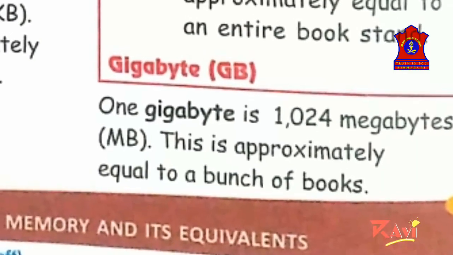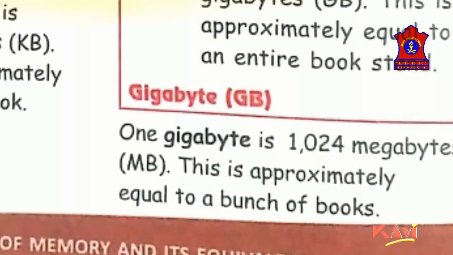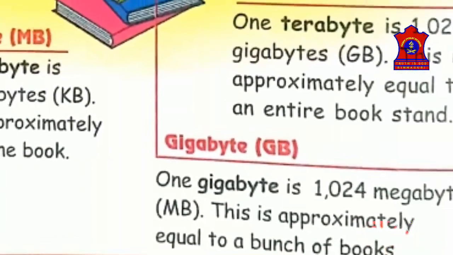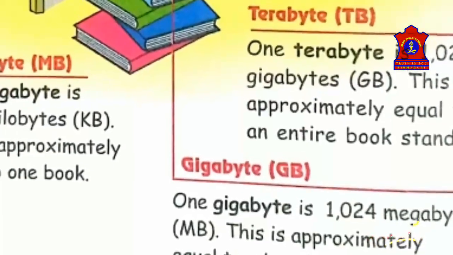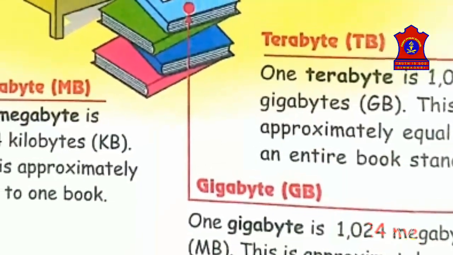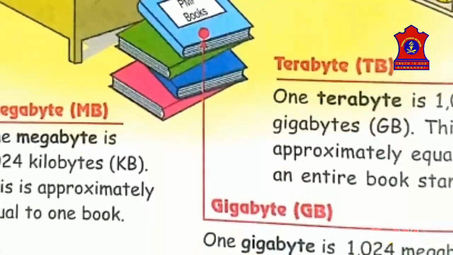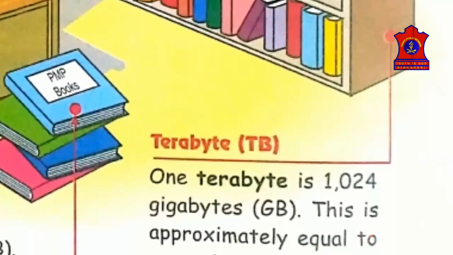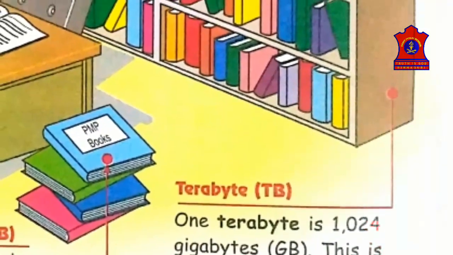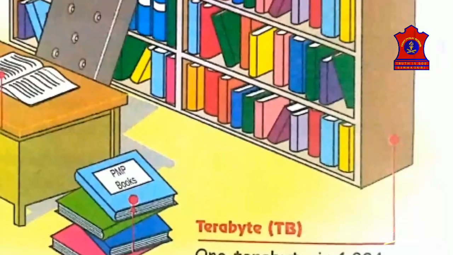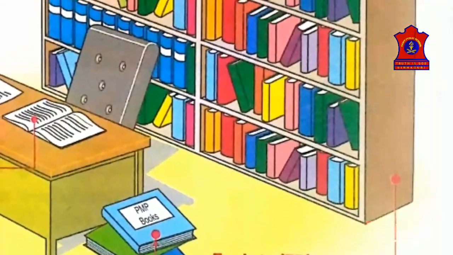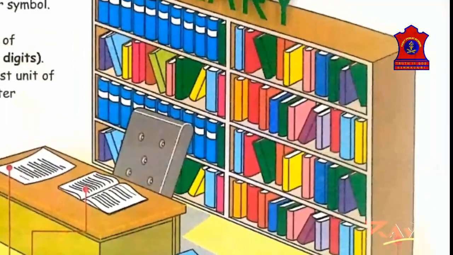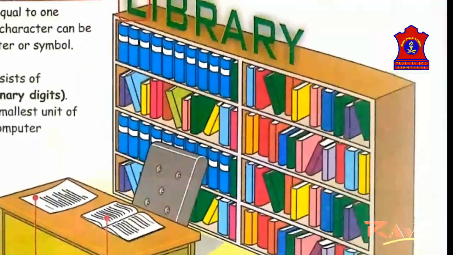After megabyte, the higher unit is the gigabyte, GB. 1 gigabyte is 1024 megabytes. This is approximately equal to a bunch of books. The higher unit than gigabyte is terabyte, TB. 1 terabyte is 1024 gigabytes. This is approximately equal to an entire book stand.